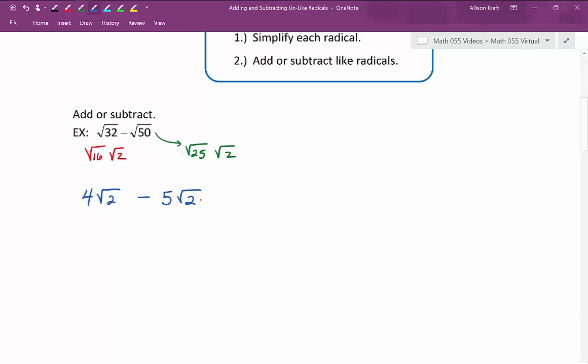We now see that we have like radicals, and we can subtract. 4 square roots of 2 minus 5 square roots of 2 leaves us with negative 1 square root of 2. And you could just write negative square root of 2 if you really wanted. Either one, same thing.